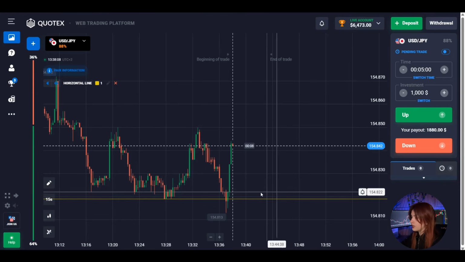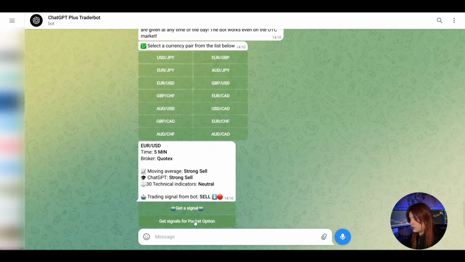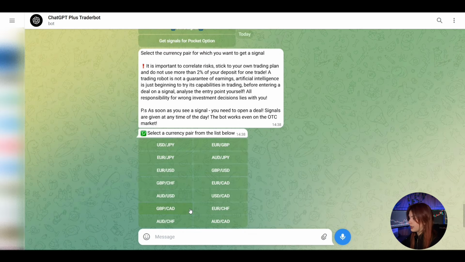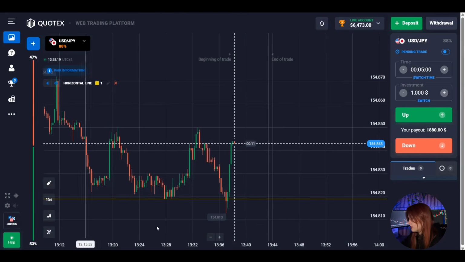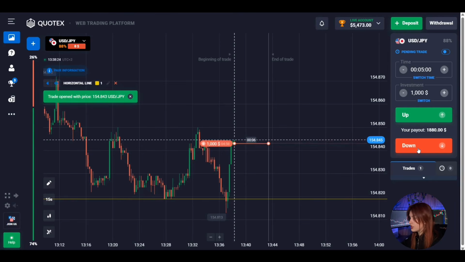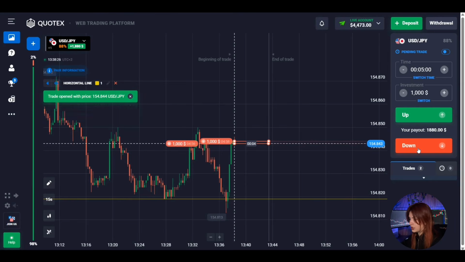Now, let's go to the Telegram channel, to the bot, and click the receive signal button. Guys, we will find the currency pair we need and click on it. And as you can see here, the bot offers us to open the deal down. Okay, I agree with the bot and click the red button. Guys, it also suggests that the downward movement is expected in the near future.